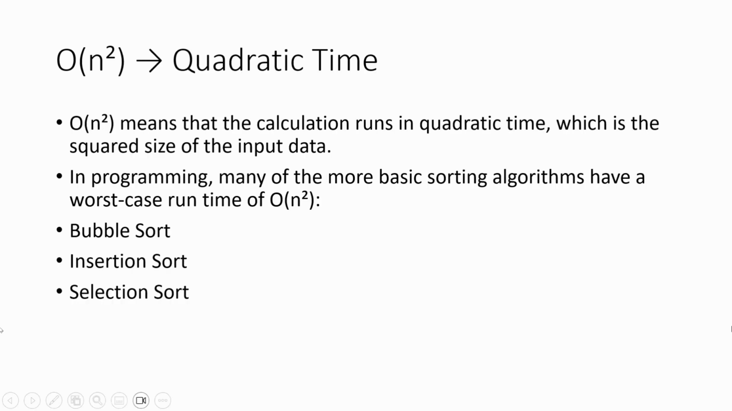O of n squared, what do you think? It gets even worse, right? It means that the calculation runs in quadratic time, n squared. Many of these, and you're going to get to see this at some point, bubble sort, insertion sort, selection sort, these sorting algorithms take n squared because there are two loops that they go through.